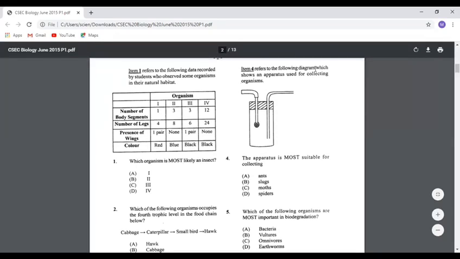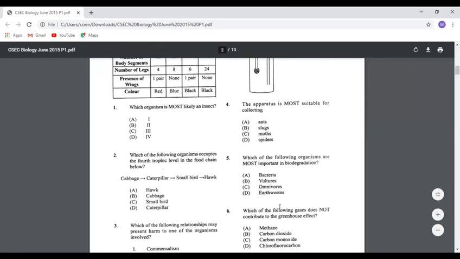Item 4 refers to the following diagram, which shows an apparatus used for collecting organisms. Move to the question. The apparatus is most suitable for collecting A, ants, B, slug, C, moth, D, spiders. So let's just go back to the diagram, and based on the structure of the diagram, it would only be suited for collecting ants.